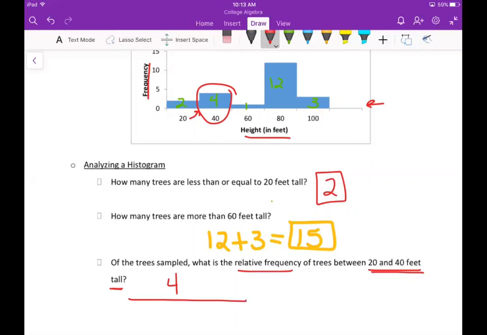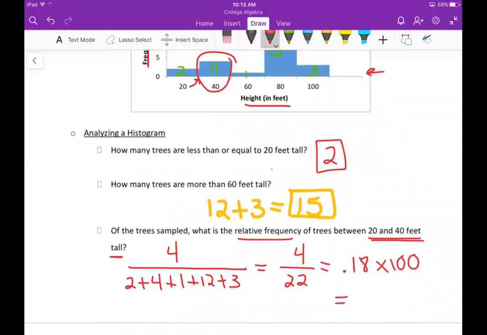Can you tell me how many total trees we looked at? You can by adding up each one of these bars. We looked at 2, then 4, then 1, then 12, then 3 total trees. If you add all those up, that's 4 divided by 22. If you divide those, you'll get a decimal. Let's go ahead and round to the nearest hundredth. That's 0.18. And that's the same thing. You always take decimals times 100 to get the percent form. That's 18%. And we found the relative frequency. Relative frequencies can be reported as the decimal or percent form.